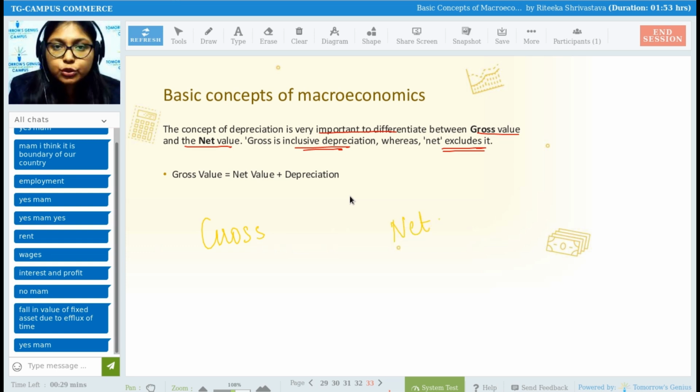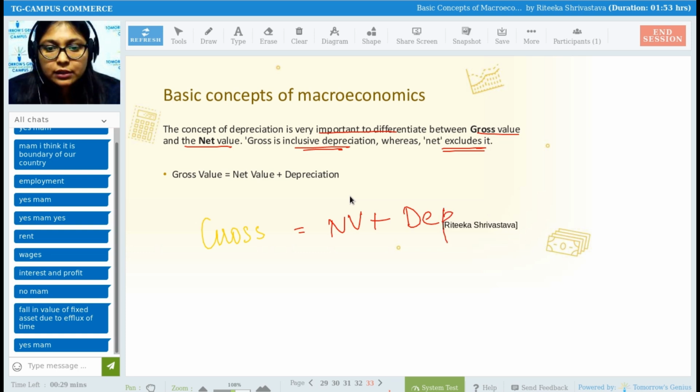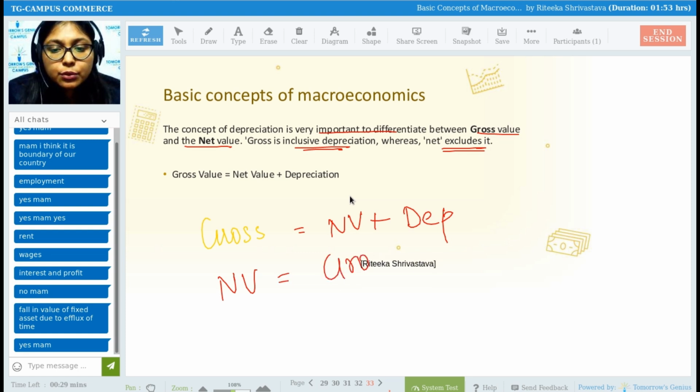So gross is the actual value, or the value before the deductions, and net is the value which we get after the deduction. So when you do gross minus depreciation, you get the net value. And if you do net plus depreciation, that is a small change, how will you get gross value? When you are doing net value plus depreciation.